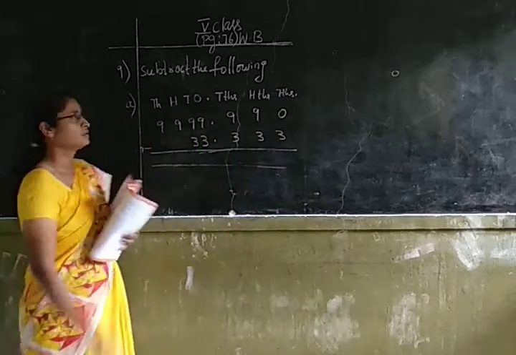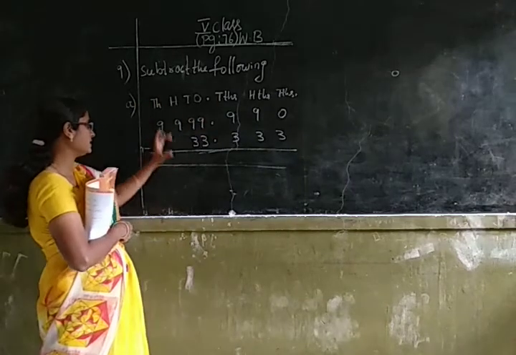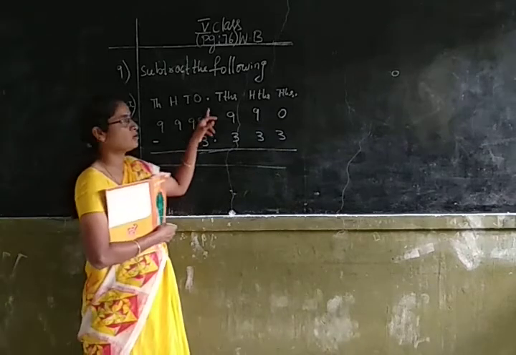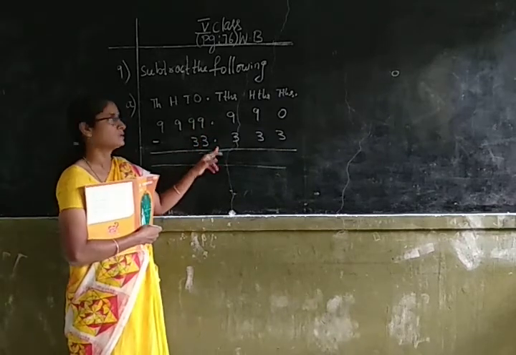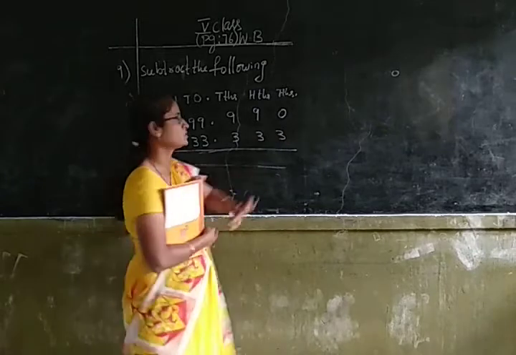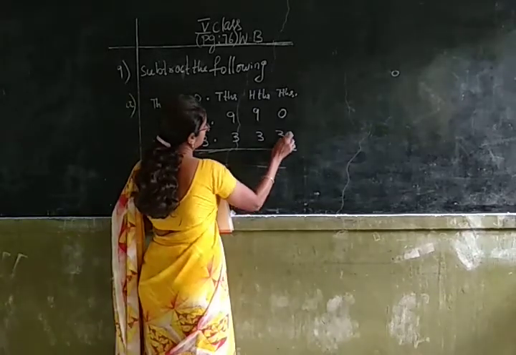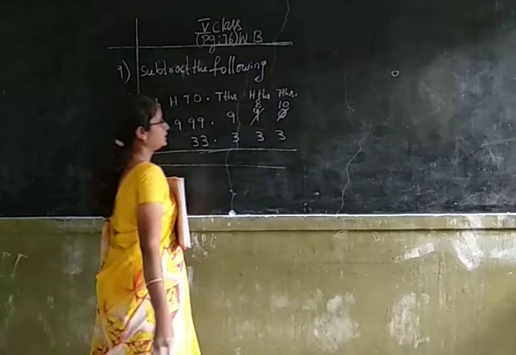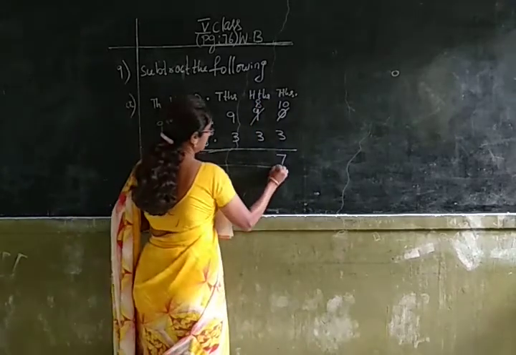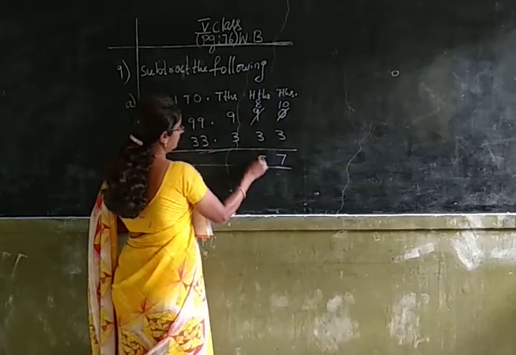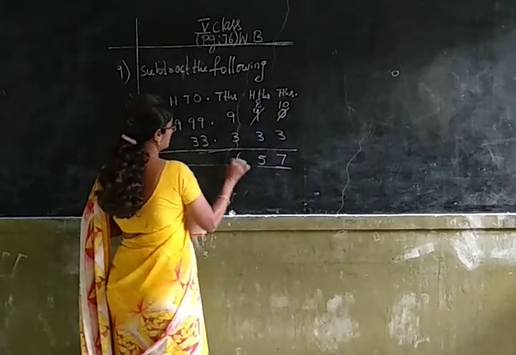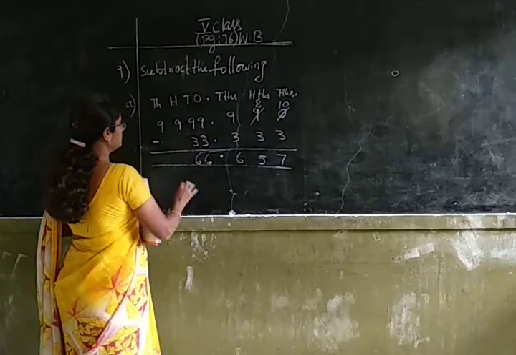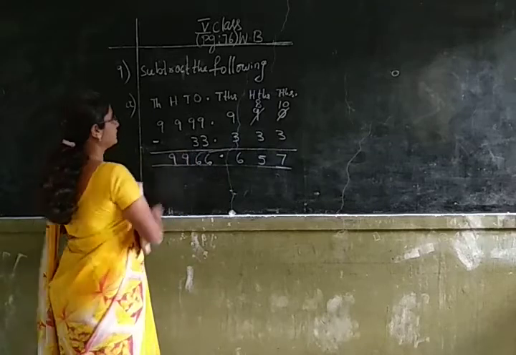one column or not. First you have to write down the places, arrange the numbers in columns, put the symbol for subtraction which is minus, and then you have to check whether the decimal point is in one column or not. After that you have to start subtracting from thousands place. Okay children, you can't subtract 3 from 0, so let us borrow. It will become 10 and this will become 8. 10 minus 3 is 7, 8 minus 3 is 5, 9 minus 3 is 6, 9 minus 3 is 6, 9 minus 3 is 6, 9, 9.